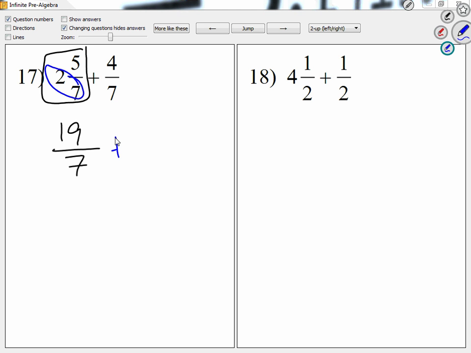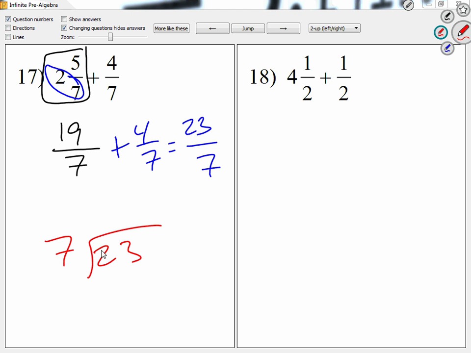So I have 19 over 7 plus 4 over 7. Copy the 7. How much is 19 plus 4? 23. We have an improper fraction, so we have to divide. 23 divided by 7. How many times does 7 go into 23? 3 times. My remainder is 2. So I'm going to have 3 and 2 sevenths.